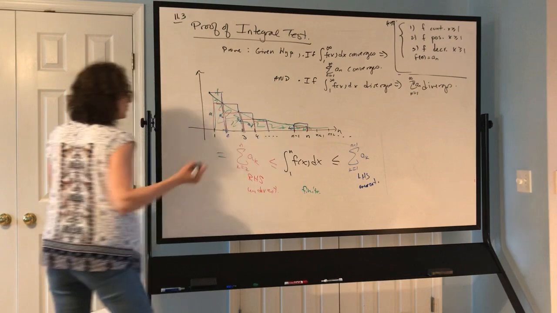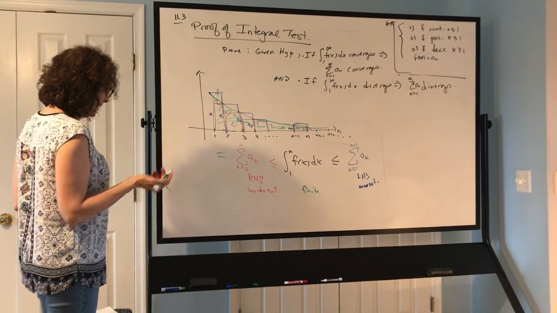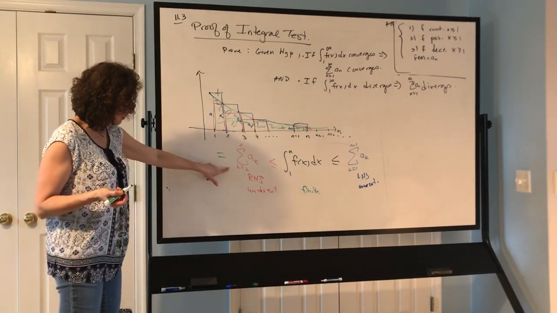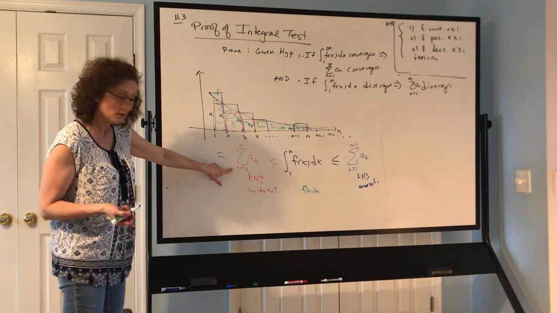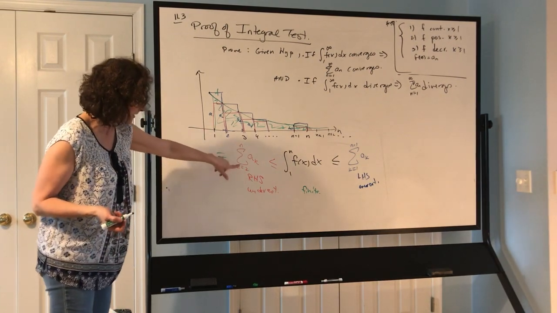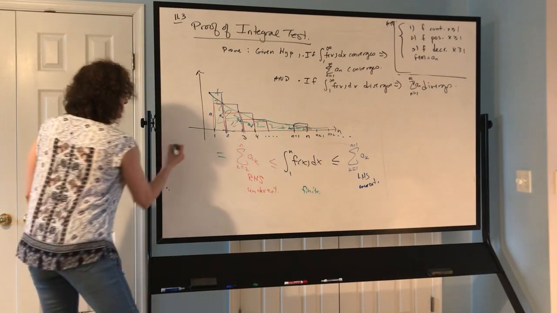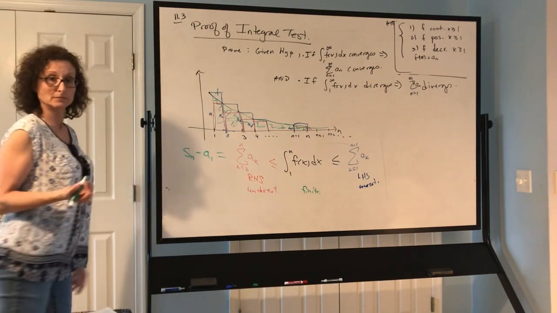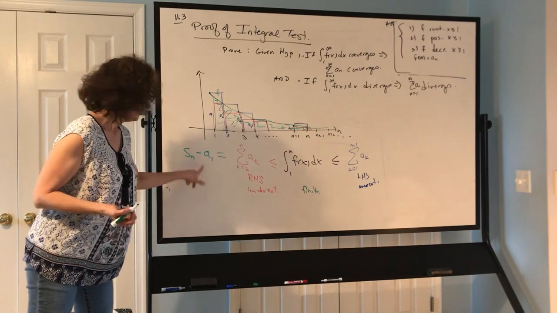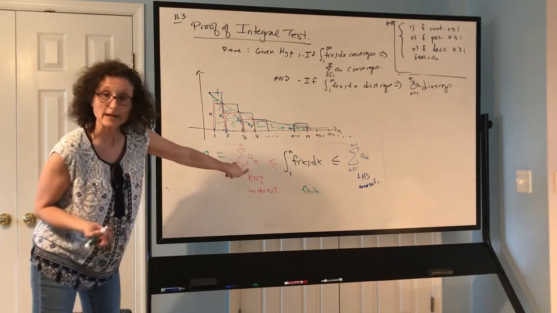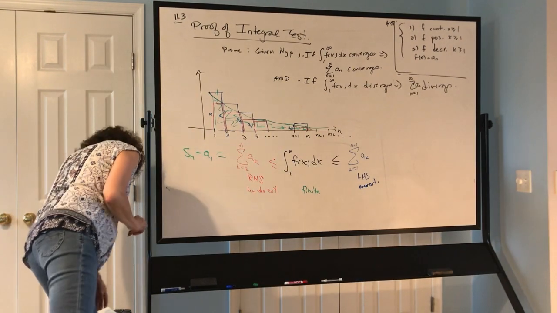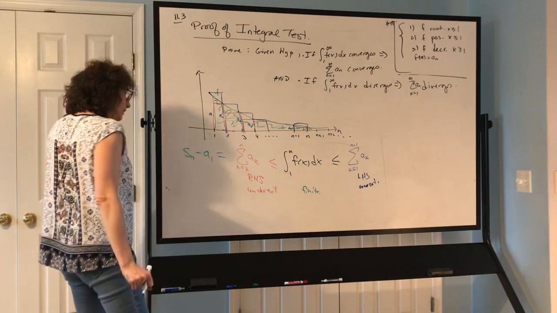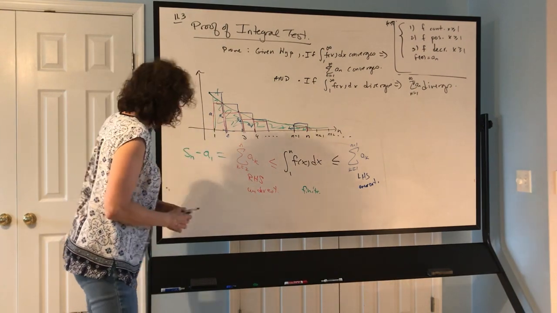What is this expression? Well, this is just the nth partial sum, but without the term A1. The nth partial sum would be the sum from k equals 1. So this is the nth partial sum minus the A1 term. That's what this is the same as. Sn would be A1 plus that. Okay, so we've got our inequality almost pretty well set up.